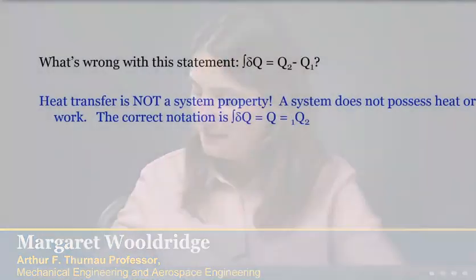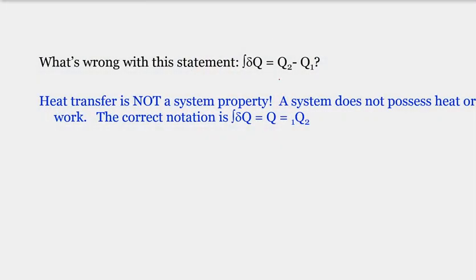Okay, so hopefully you looked at that expression and saw that the problem is in the notation used to represent the heat transfer. Heat transfer is not a system property. So we can't say what's the heat transfer at state 2 and what's the heat transfer at state 1. Instead, we need to say what's the net heat transfer as the system underwent the process from state 1 to state 2. So that's why we use this type of notation, the Q1 to 2.